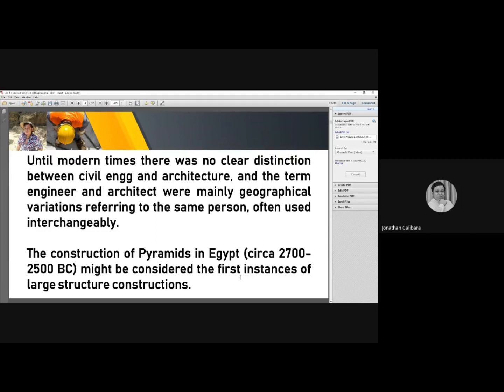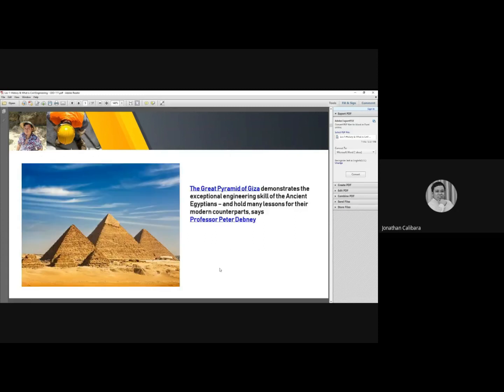So of course, we are not yet that old, our ages are far apart, no? But we have heard of it even before, since our elementary days. So, the pyramid of Egypt. When you try to Google it, you see the shape, no? The pyramid has triangle sides, and then the base is a square. Okay?